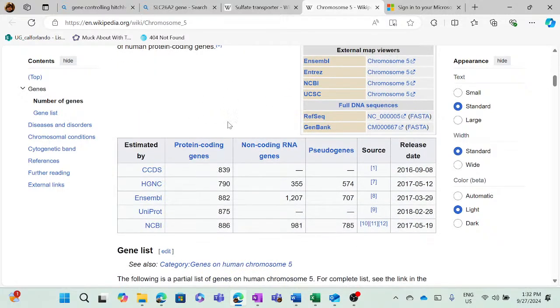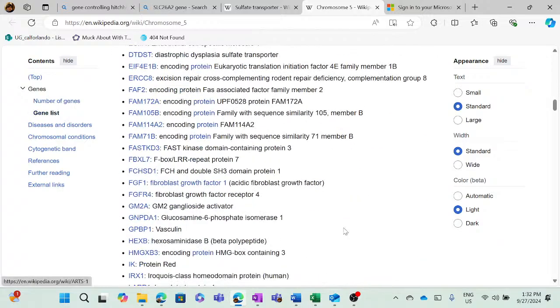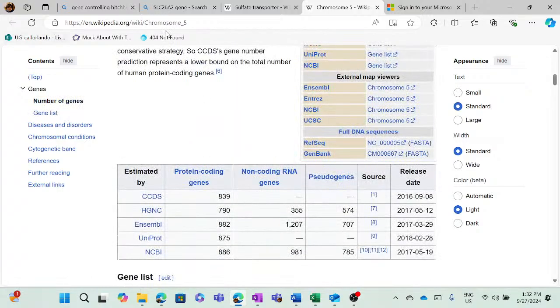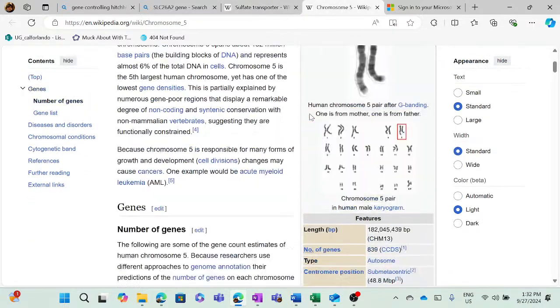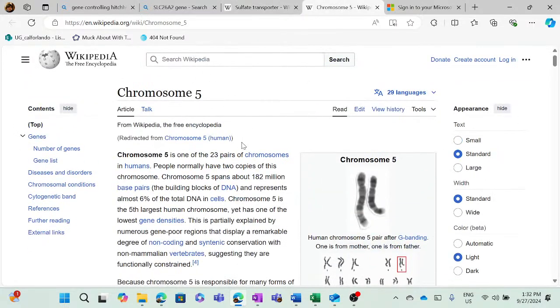Chromosome number 5 is a fairly small one. Depending on how you count, it has about 800 to 900 genes that code for proteins, and then about 1,000 more genes that don't code for things, and then another 780 what we call pseudogenes. That's just on one of your chromosomes. How many chromosomes do we have? 23, right? So we could look at chromosome 1, for example.